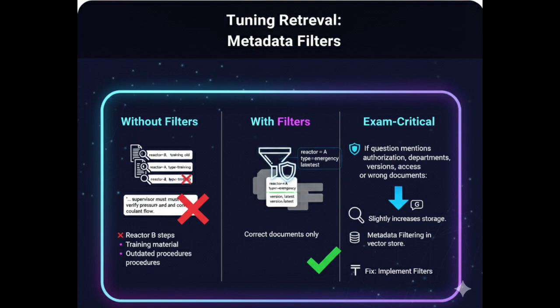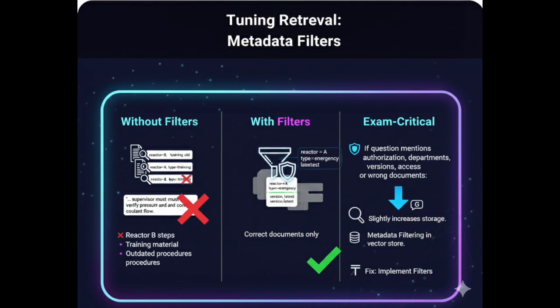Next, metadata filters. Filters decide which chunks are even allowed to be retrieved. Think of them as relevance control and access control combined. Back to the nuclear plant. The manual includes Reactor A procedures, Reactor B procedures, training examples, old versions. An engineer asks, what is the shutdown process for Reactor A? Without filters, the system might retrieve Reactor B steps, training material, outdated procedures. With filters, retrieval is restricted to reactor equals A, document type equals emergency, version equals latest. Now the system can't even see the wrong documents.